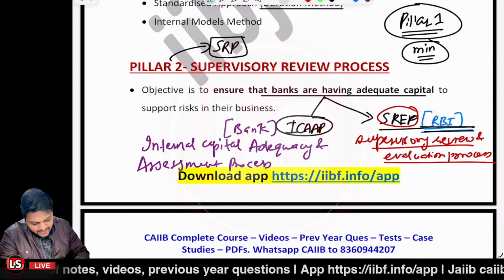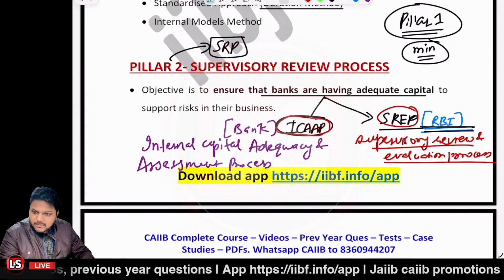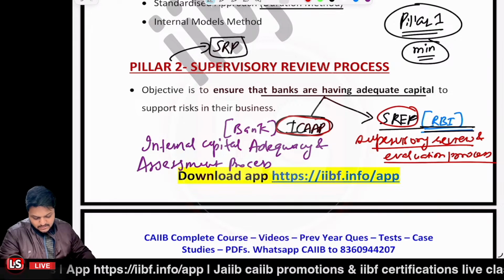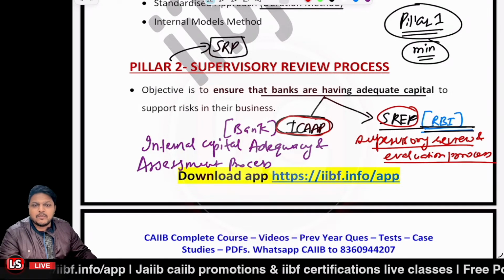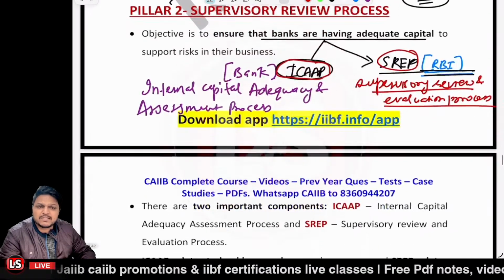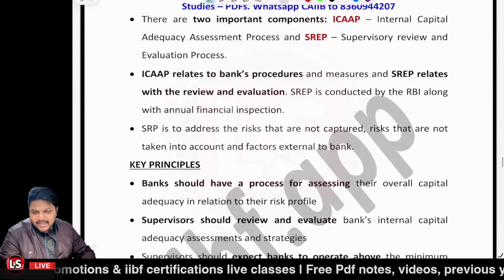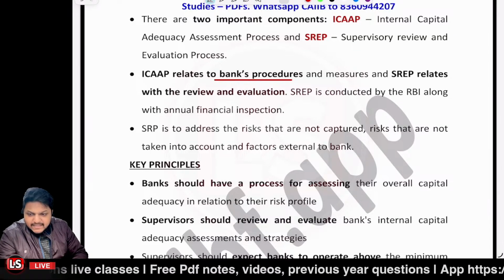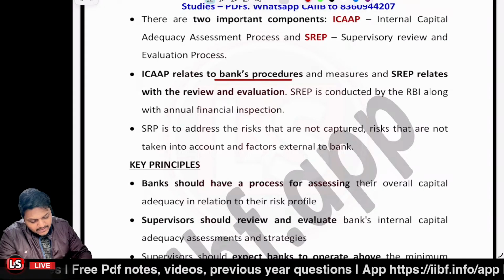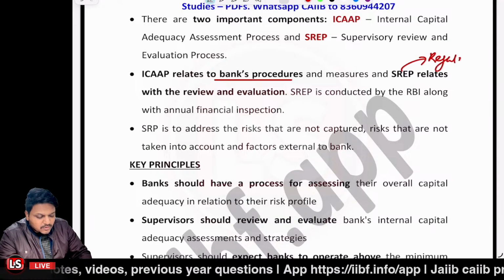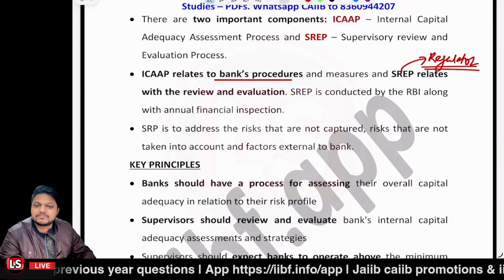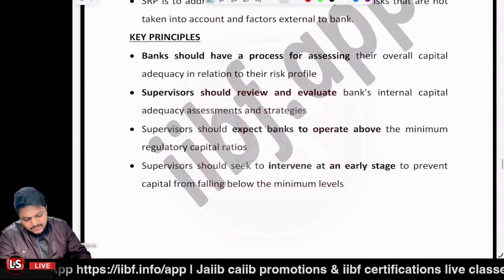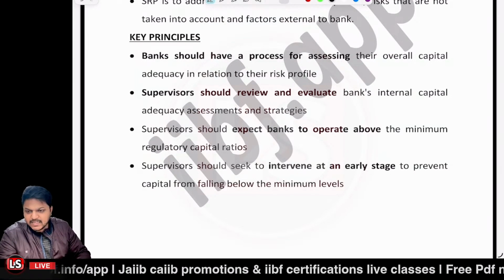The first one is ICAAP, internal capital adequacy and assessment process. The second one is SREP, supervisory review and evaluation process. Clear to you? ICAAP is related to the bank's procedure and the bank's measure, and SREP is related to the regulator, or simply the supervisor. Is that clear so far? There are some principles, 4 key principles related to SRP, that is pillar 2.